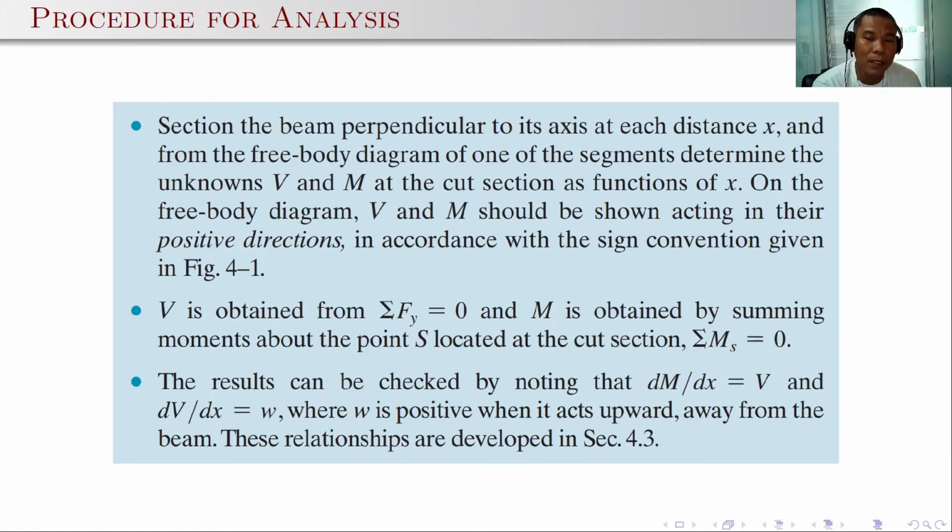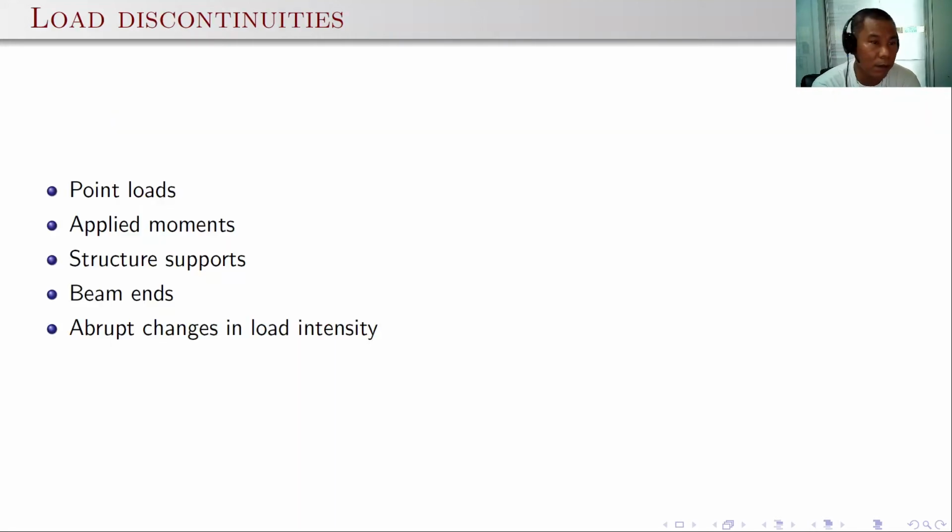In accordance with the sign convention that we have mentioned earlier, v is obtained from the summation of forces equal to 0, and m is obtained by summing moments about the point S located at the cut section. The results can be checked by noting that the slope, that is the change in the moment with respect to x, is equal to the shear, and the change in shear with respect to x is equal to the loading w, where w is positive when it acts upward away from the beam. These relationships are developed in the next sections.